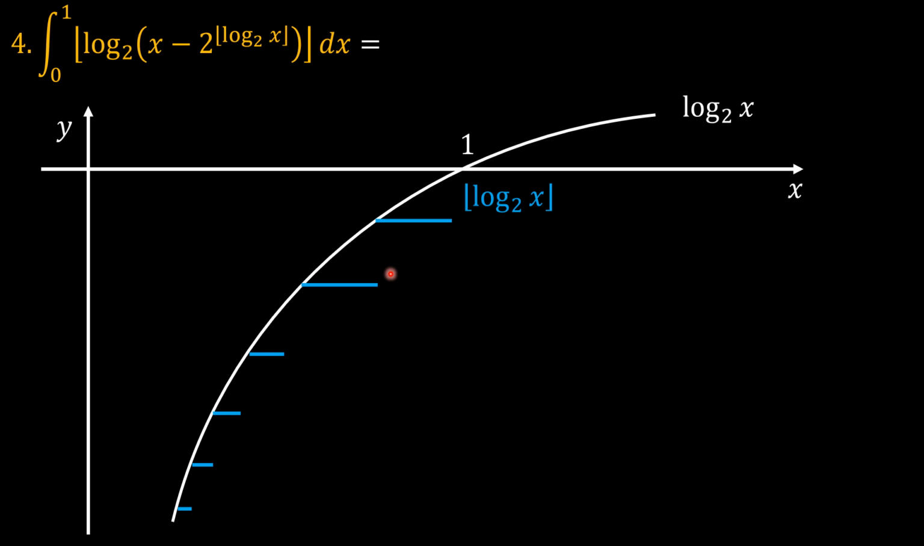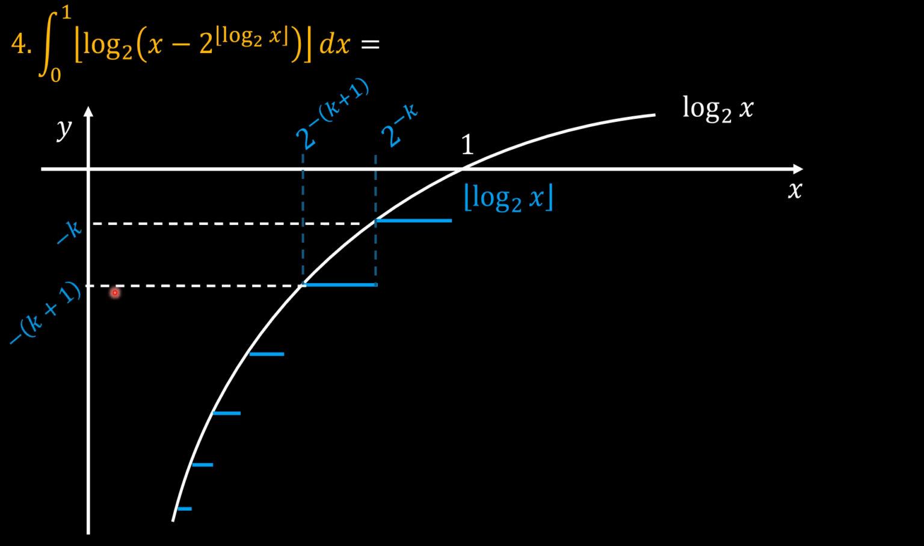So that means that in the interval 2 to the power negative k plus 1 and 2 to the power negative k, in that interval, the value we are looking at here is negative k plus 1. That is the integer value lower than log 2 x, right?